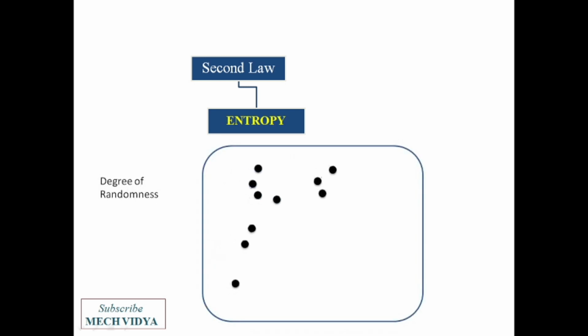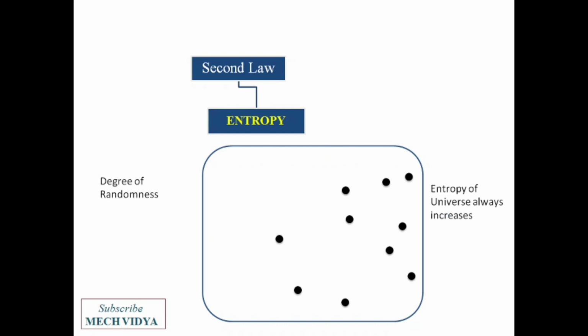The second law also introduces a very important concept called entropy. I will explain this concept in detail in the subsequent videos. In simplest terms, entropy is the degree of randomness of a system. So the second law says that the entropy of the universe is always increasing, and in order to reduce the entropy of a system, we need to do some work, which in turn again increases the entropy of the surrounding. Okay, so this was all about the second law.